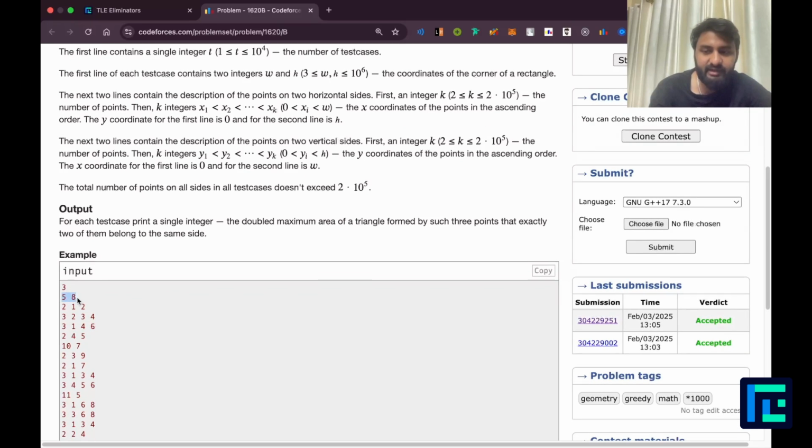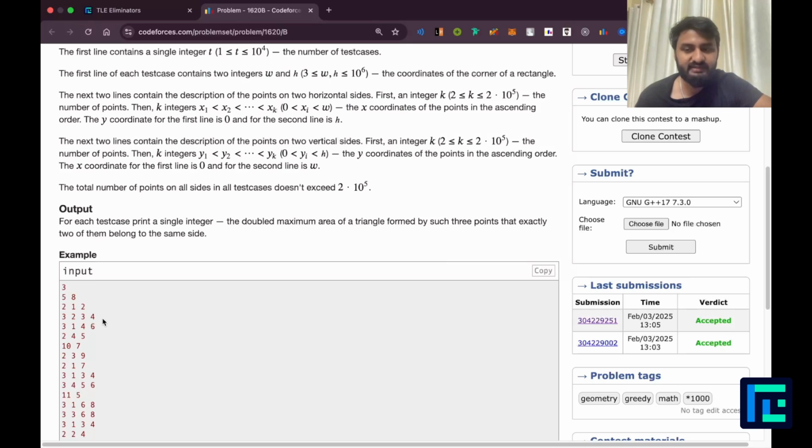So first is given W and H. So 5 and 8, that means 5 is the width of the rectangle, 8 is the height. Then there are 4 lines given next to it. You can differentiate these lines into 2 sets of lines basically. In one set, you will first be given the X coordinates and then the Y ones. So very clear over here, the line is written, the x coordinates of the points in ascending order.